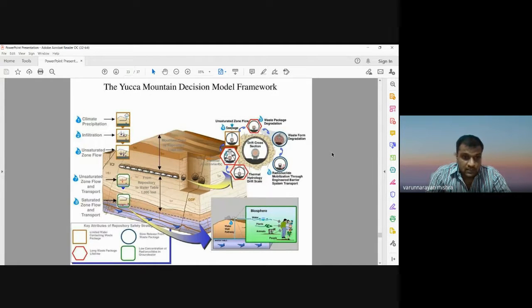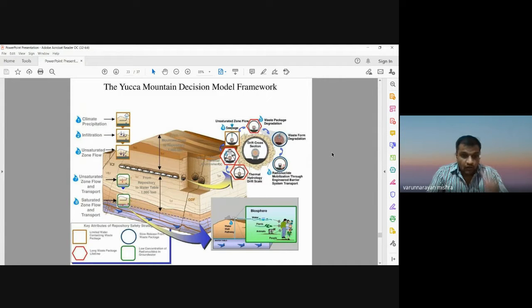It is a case study showing how we can dispose of the radioactive waste, that may be away from the population, away from the city or any area having population. The decision making model has multiple components. There should be climatic precipitation, infiltration. Then they should also have different unsaturated zone flow and transport, saturated zone flow.